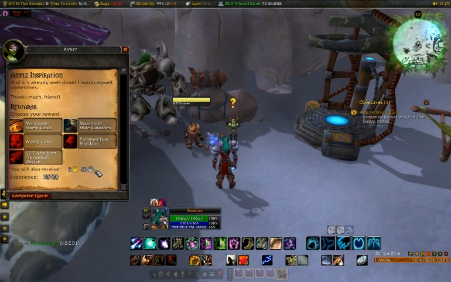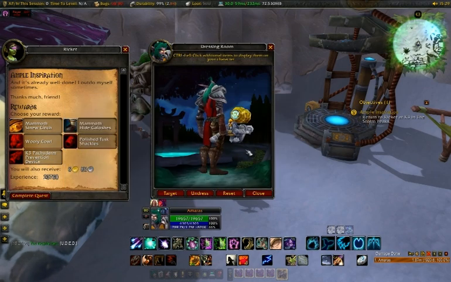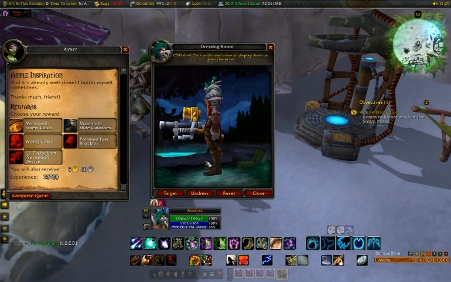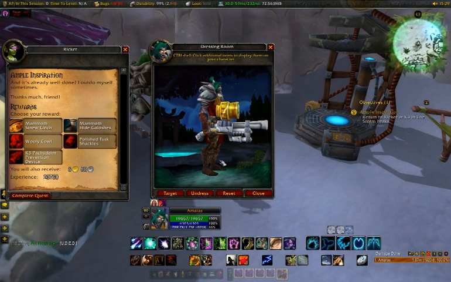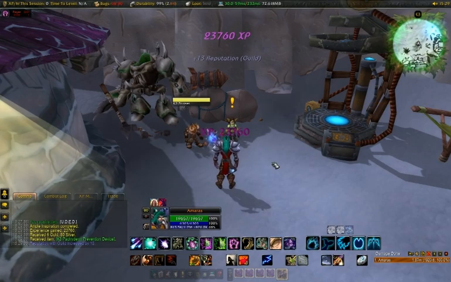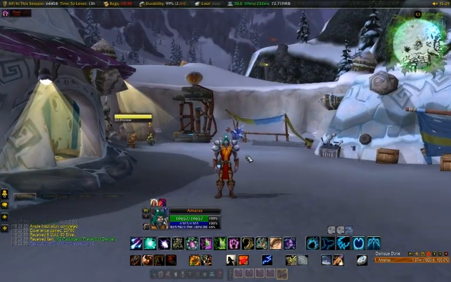Now, of course, one of the quest rewards for this, I remember well from my hunter, is the legendary K3 pachyderm prevention device. Which looks like a ridiculous rifle. I mean, the sight on its own is broader than most rifles. And of course the tagline, in case of emergency, pull trigger. Glad I could help. Goblins are nothing if not amusing.